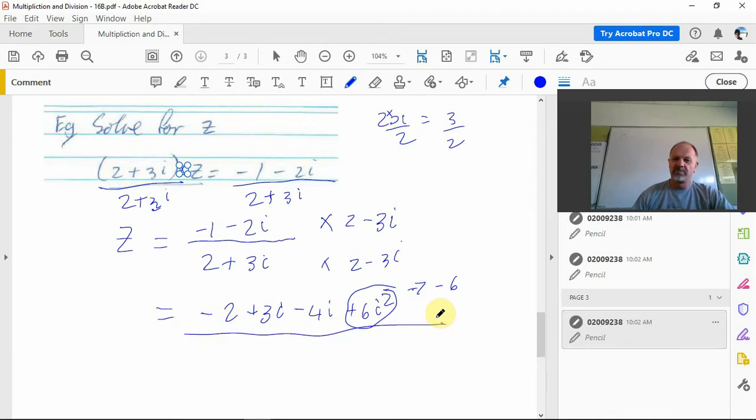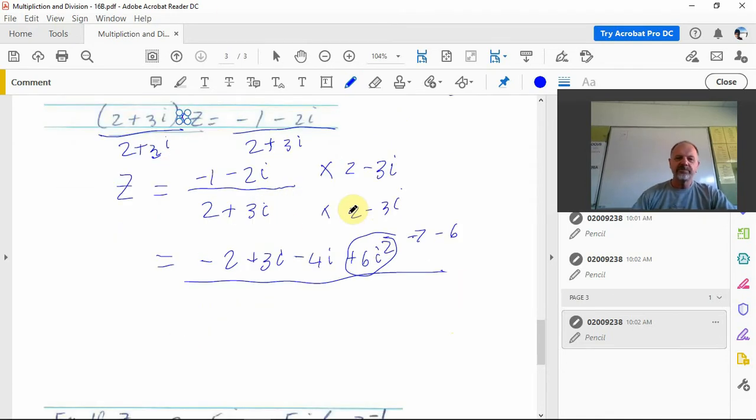And on the bottom, denominator, we have 2 2s is 4, minus 6i plus 6i, cancel, minus 9i squared, which of course then becomes plus 9. So, neaten it up, real parts on the top, minus 2 minus 6 is minus 8. 3i minus 4i is minus i. 4 plus 9 is 13 again.